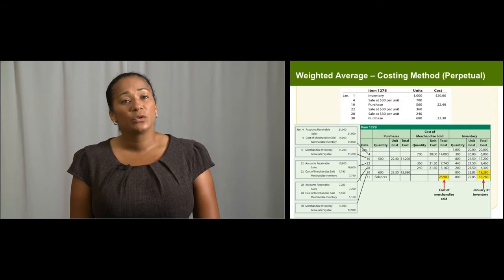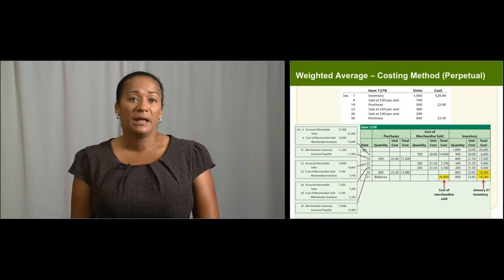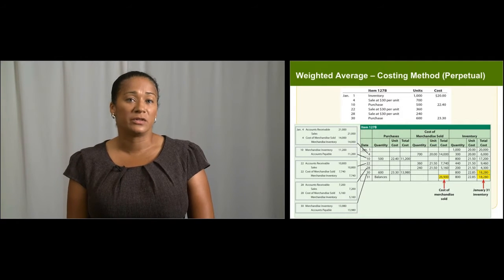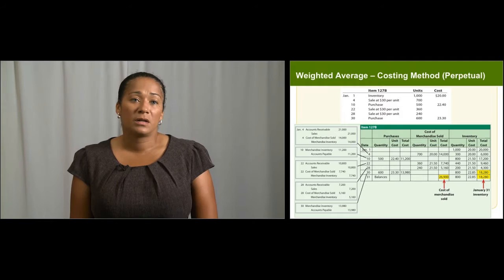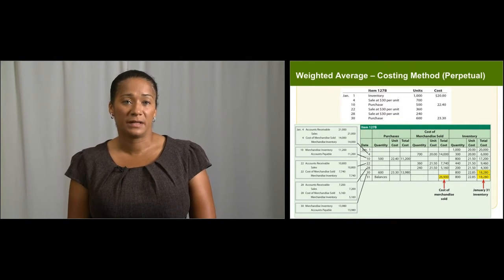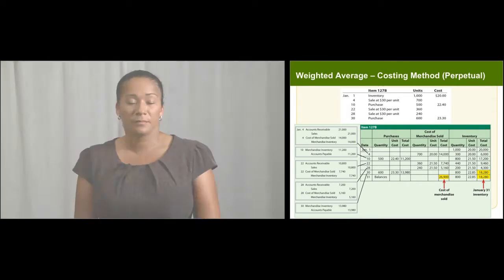When completing the inventory report record for January 10th, enter 800 in the quantity column and $21.50 in the unit cost column of the inventory section. The unit cost of $21.50 is the weighted average unit cost we previously calculated. The final step is to determine the total cost of the 800 units that remain in inventory by simply multiplying 800 by $21.50, which is $17,200. Then enter the total cost in the last column of the report.